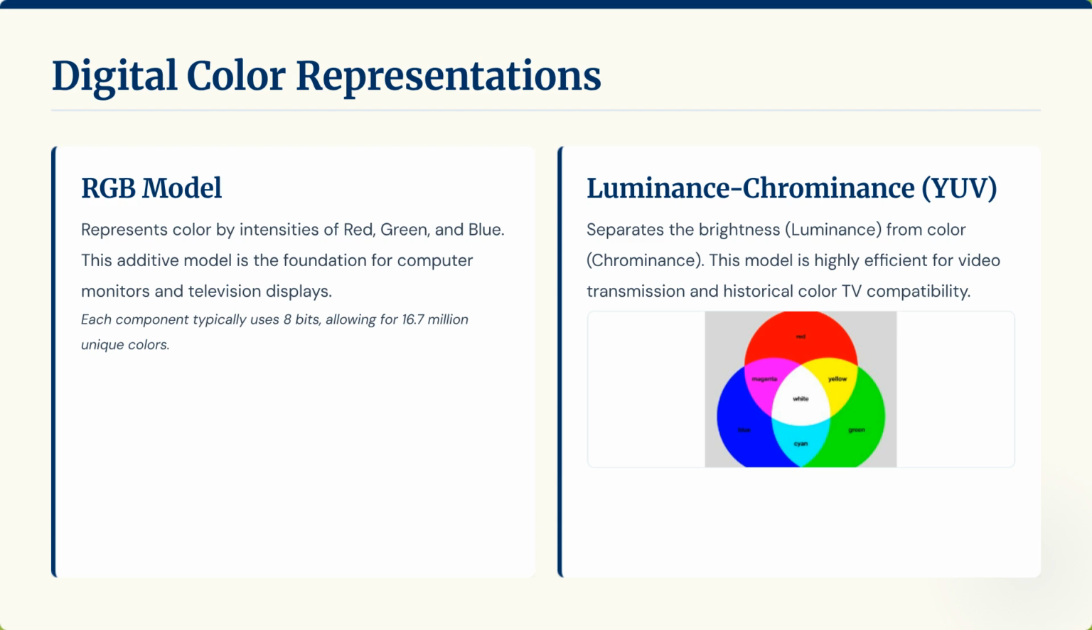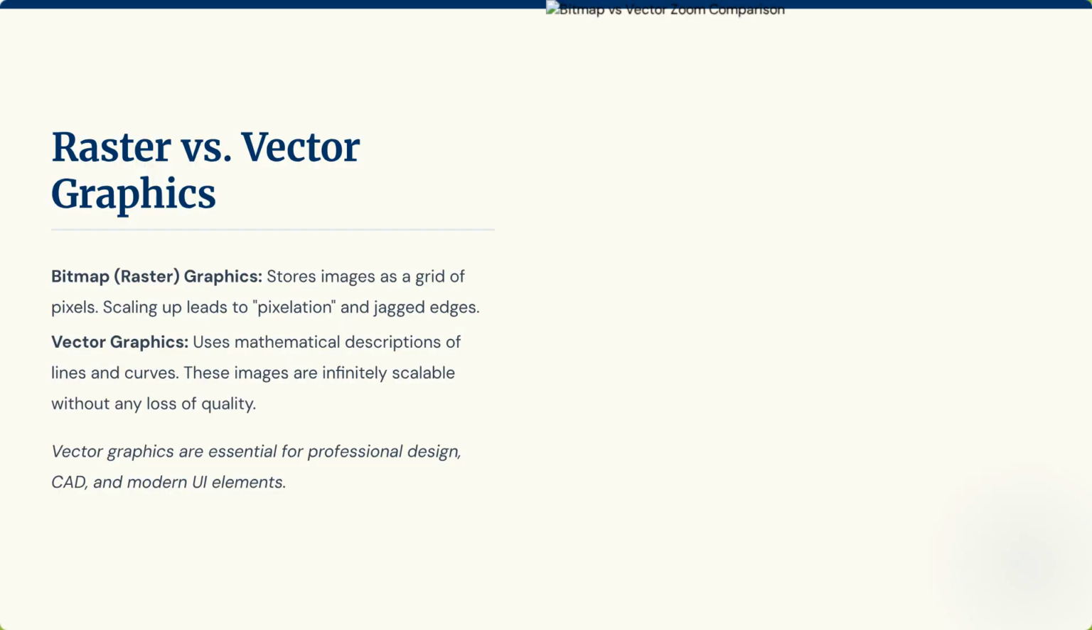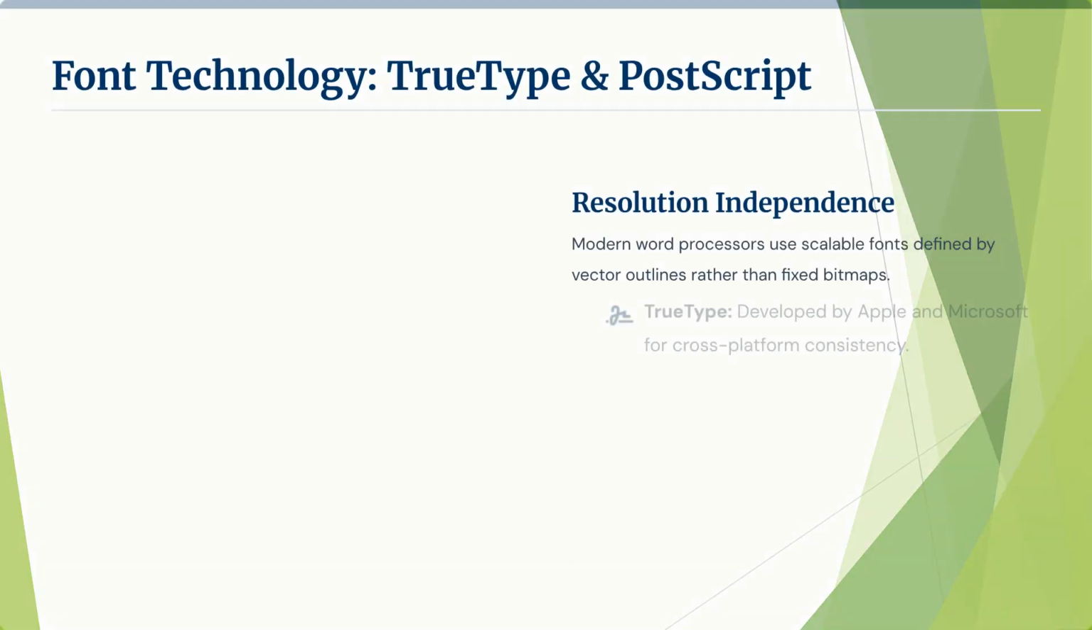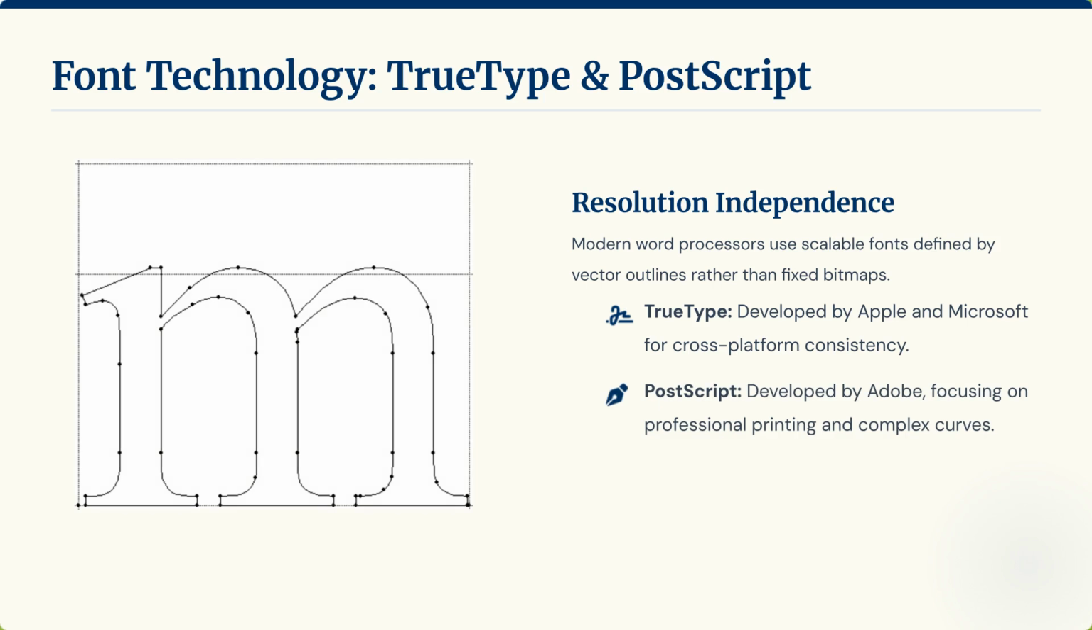The RGB model uses additive color for screen displays, while YUV separates brightness from color to improve efficiency and maintain compatibility in video transmission. In professional design and UI development, vector graphics are favored because they remain sharp at any scale, unlike raster bitmaps, which lose quality when enlarged. Modern typography relies on resolution independence.